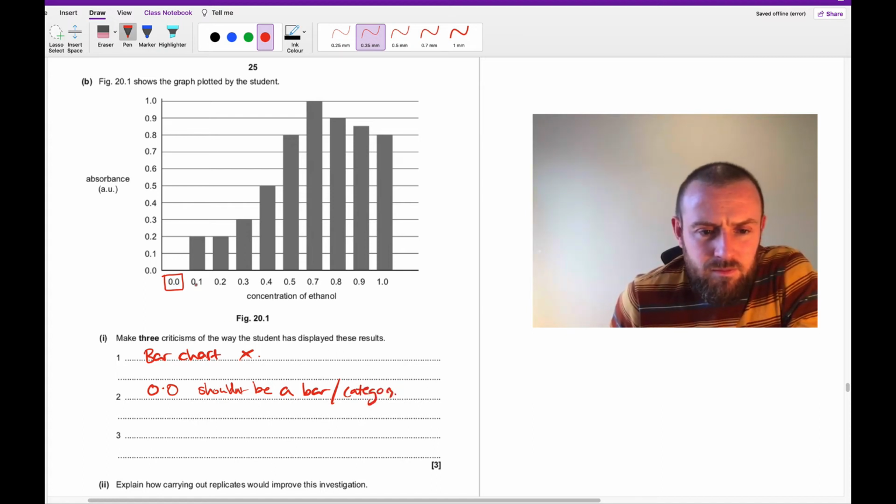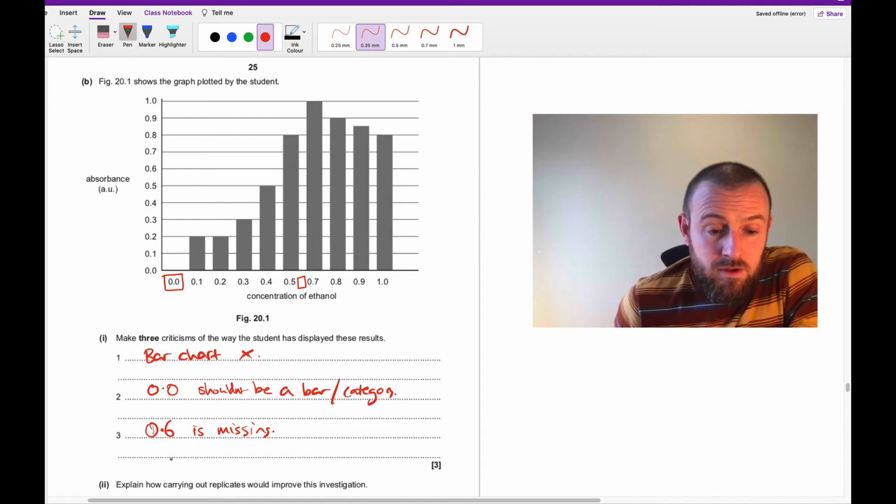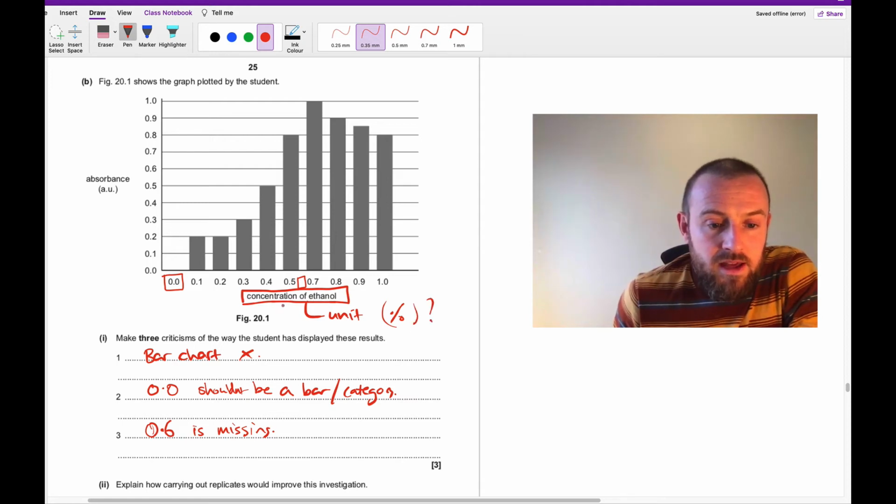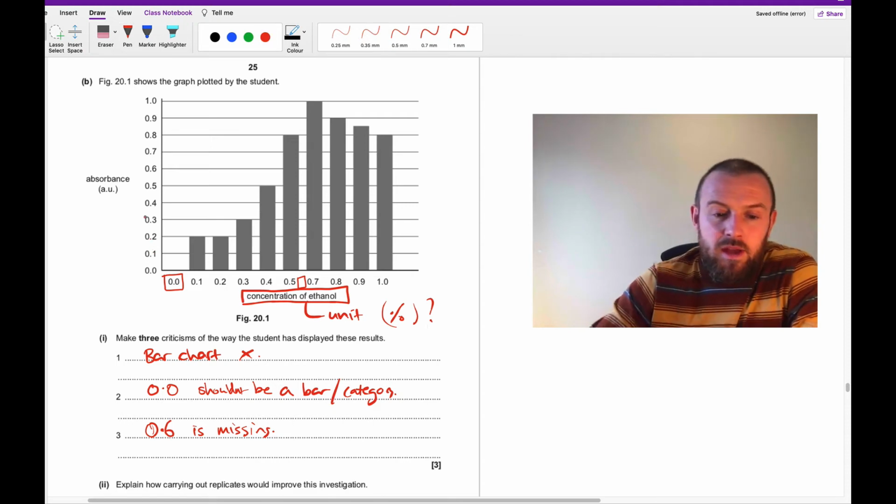The scale is not the same. So here goes 1, 2, 3, 4, 5, 6 is missing. 8, 9, 1. So 0.6 is missing. Again, concentration of ethanol down here. What unit? Is it grams per dm cubed or is it percent? What is it? No unit there. And 0, 1, 2, 3, 4, 5, 6, 7, 8, 9, 10. That's okay. Arbitrary absorbance, arbitrary units, I think is okay.